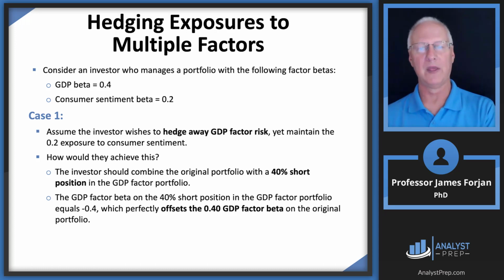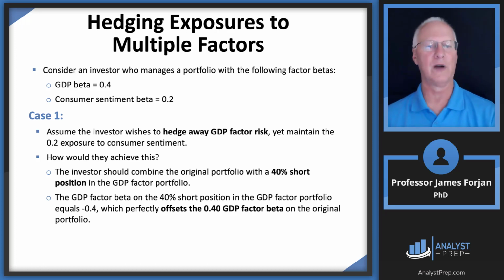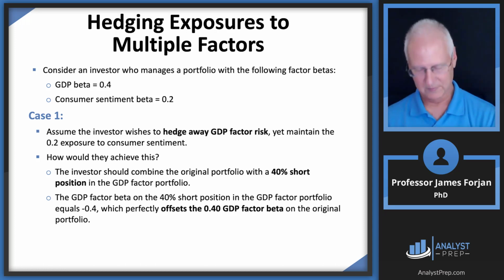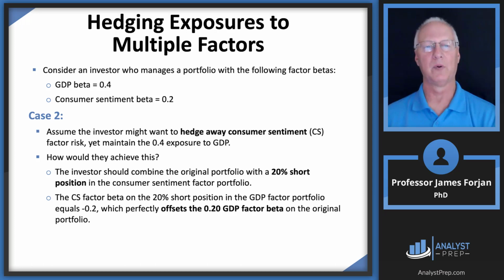So we're going to combine the original portfolio with a 40% short position in the GDP factor portfolio. And the easiest way to do this is just to go find an ETF that does this. And so what did I say earlier? What you're doing is you have a portfolio and you have the short position, and they're just canceling each other out.